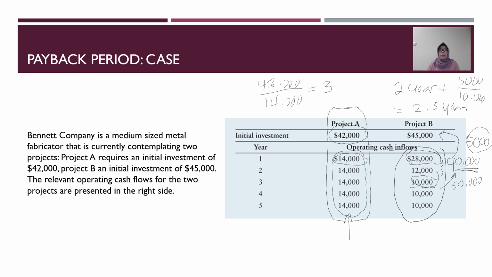Now, which one do you think management is going to choose? Will the management choose Project A, or will the management choose Project B? Yes, the answer is the management will probably choose Project B, because Project B has a shorter payback, a shorter recovery time for their initial investment. Okay.